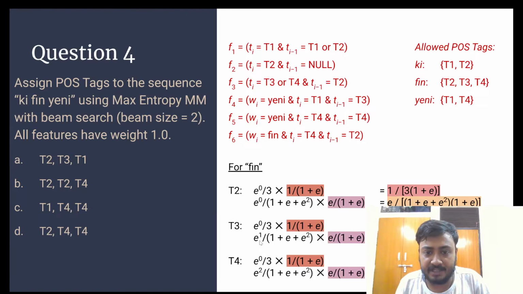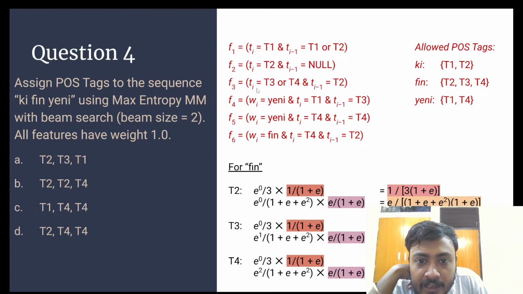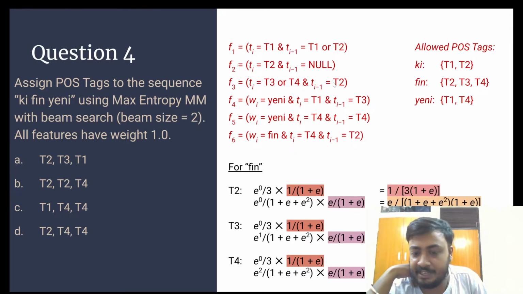So one feature is applicable, right? Which is that one? It's not the first one. Third one, yeah. Current tag T3, previous tag T2. This one is applicable. So e to the power 1. Fine. Then we have to look at current tag T4, previous tag T1, current word fin. No feature is applicable. So 0.